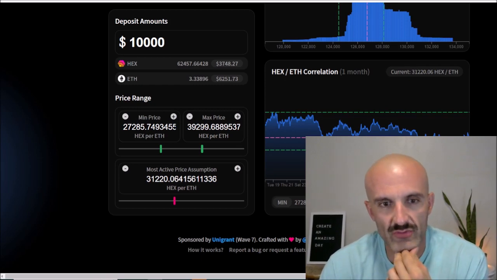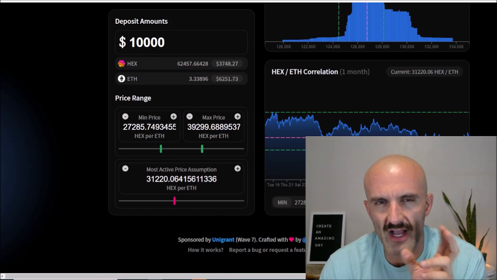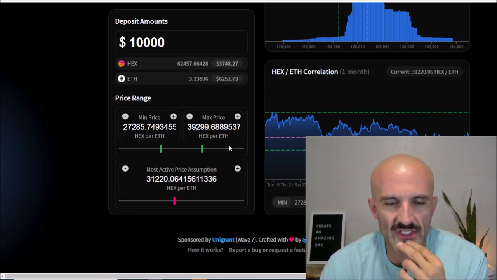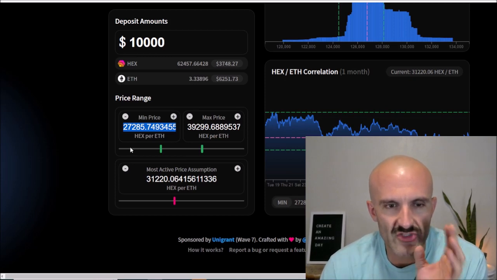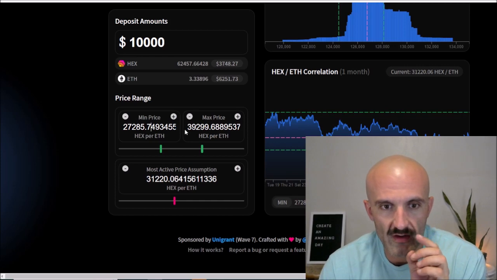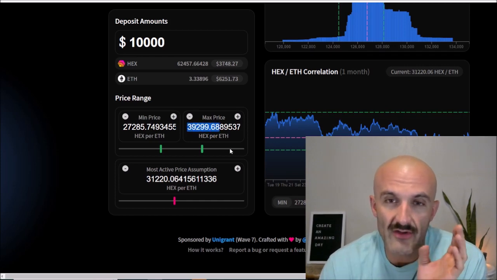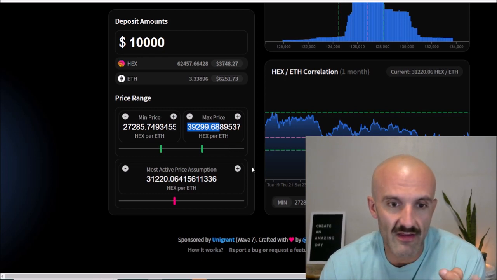Everything in liquidity providing is a ratio. That means you're not thinking in terms of dollars, and you're not putting 50% in one and 50% in the other. It depends on what your range is. So here, the minimum amount that you're willing to trade your hex for ETH is 27,285 hex for 1 ETH. The maximum is 39,299 hex per ETH. Right?